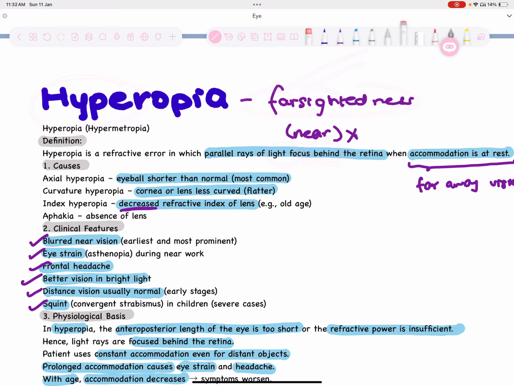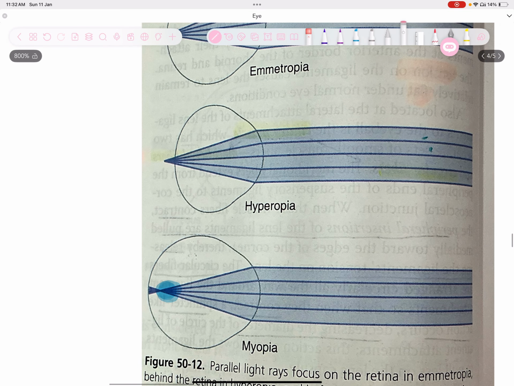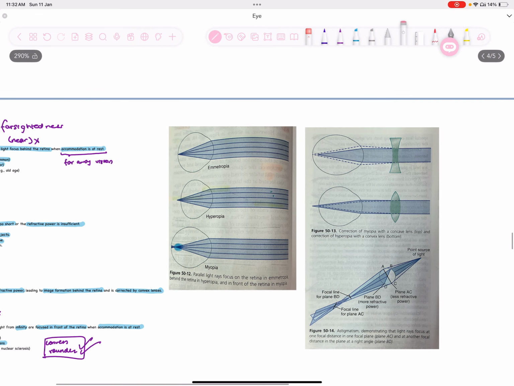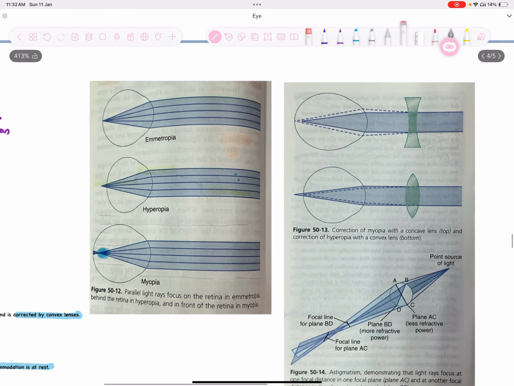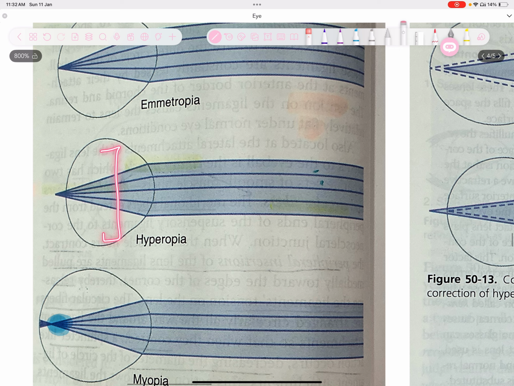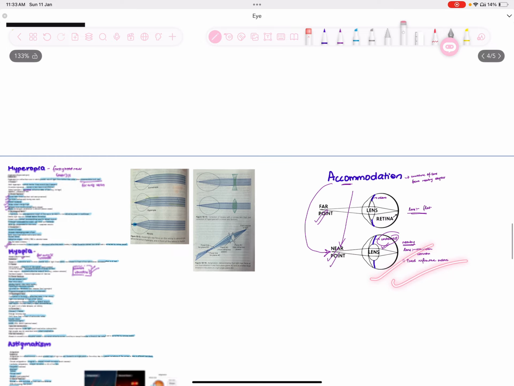What are the causes? This happens because the eyeball is really short, so that's the reason the image forms behind the retina. The other reason could be the lens are flattened. In this, the lens are excessively flat. That's the reason you have hyperopia. So correction would be to take a convex lens. If you take a convex lens, that would be the correction.